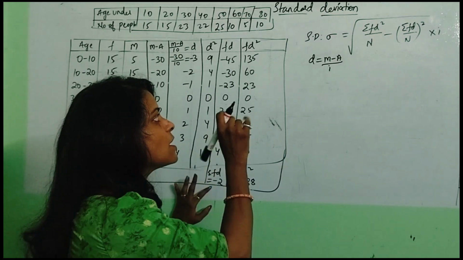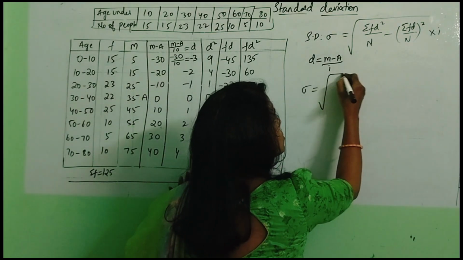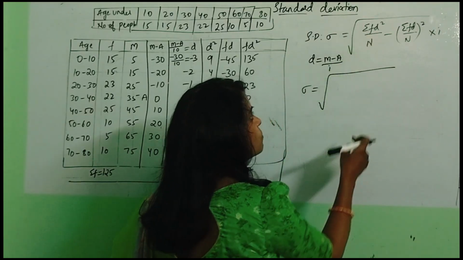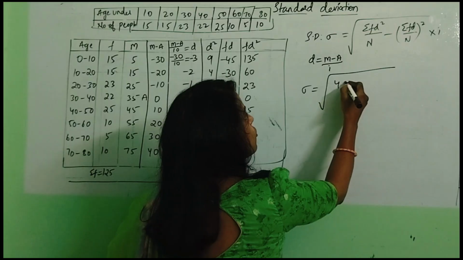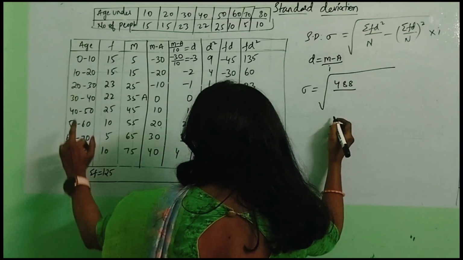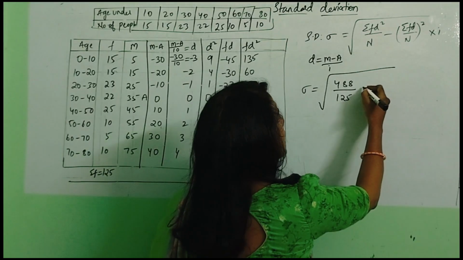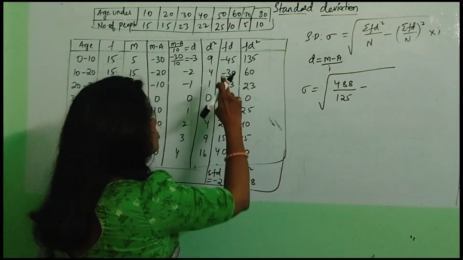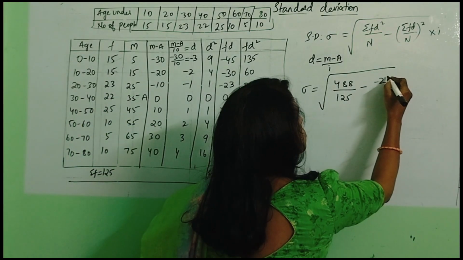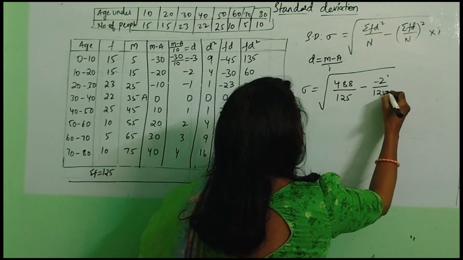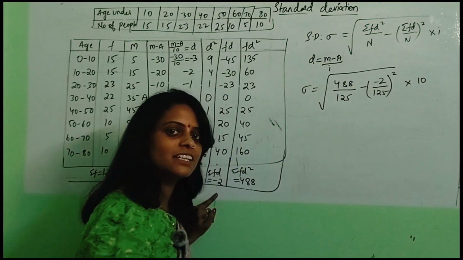Now we simply have to substitute these in the formula. So what is the formula of standard deviation? That is sigma equals square root of sigma FD square by N, which is 488 by 125, minus sigma FD by N whole square, that is minus 2 by 125 whole square, into i, the class interval, which is 10.